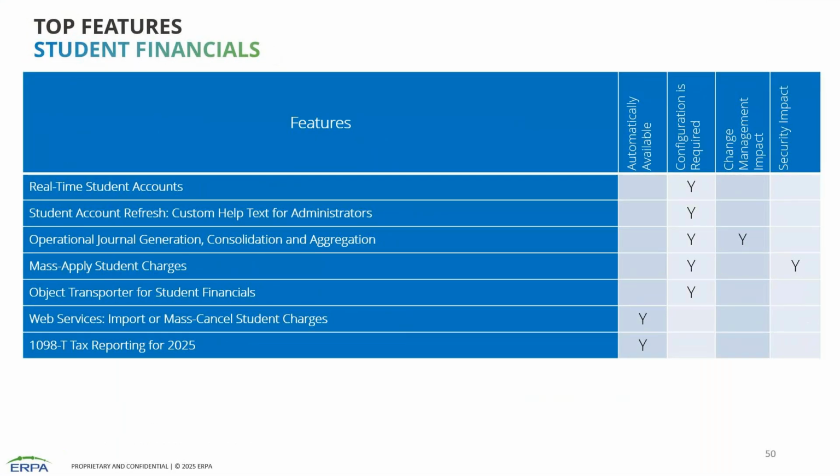As you see here, there's several items that really stand out for student financials. Just a note that while we walk through these top feature updates for student financials, I'll be highlighting just a few of those features. However, we do see that we have the usual 1090-AT tax reporting for the upcoming reporting year, and as well, we see some web service items there and object transporter, which was already highlighted.